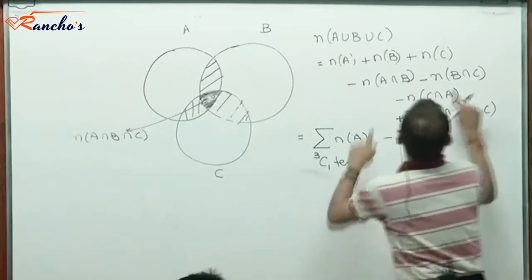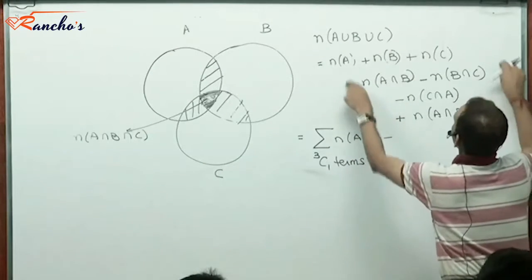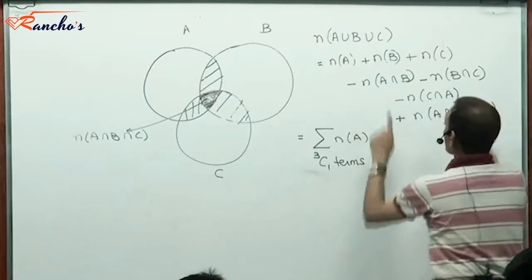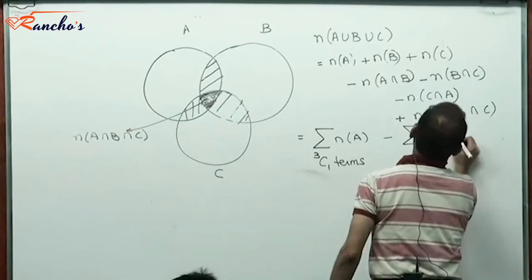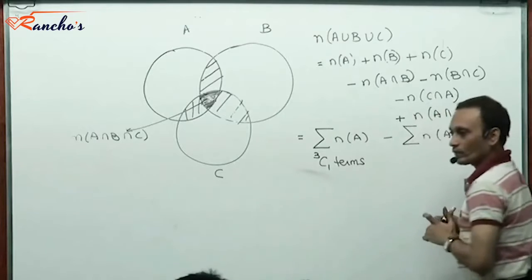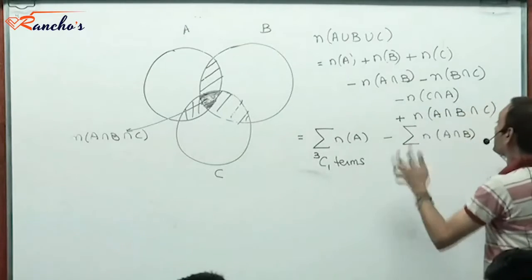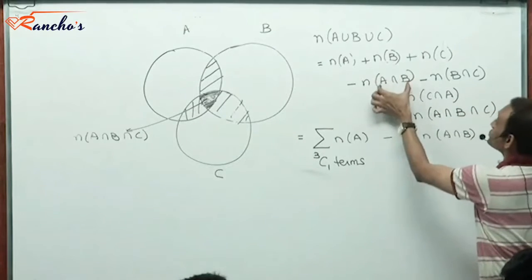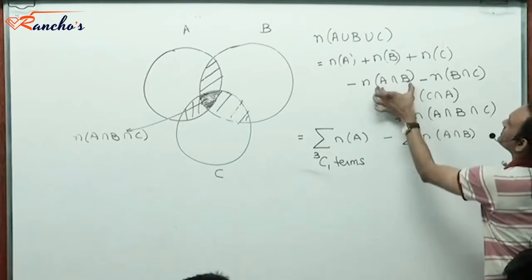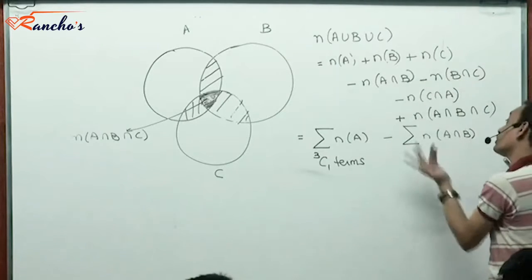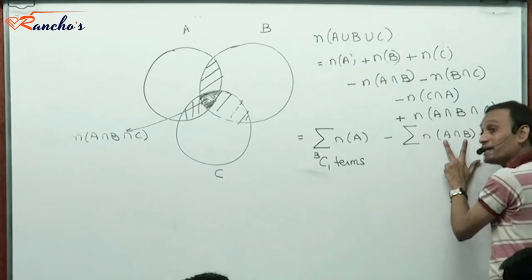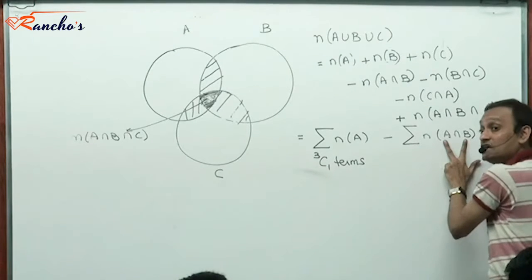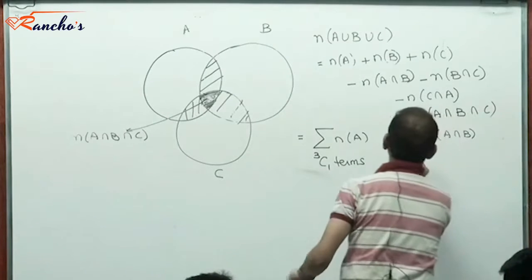Now the second bunch of terms, these 3. I write them as minus summation N of A and B, which would include all these 3: A, B, B, C, C, A. The number of terms here would be taking 2 sets at a time out of 3 sets, therefore the number of terms would be 3C2.